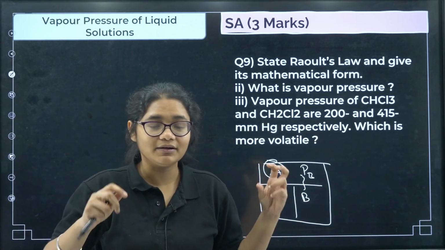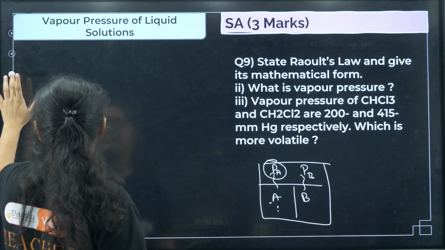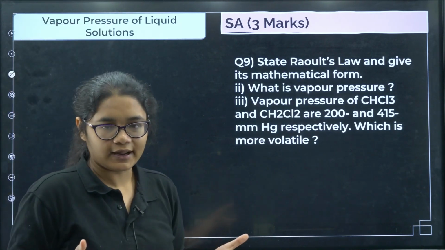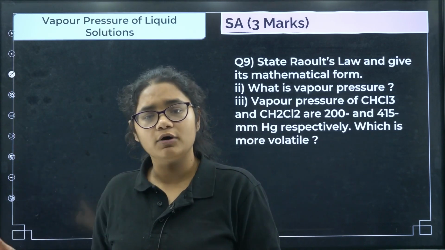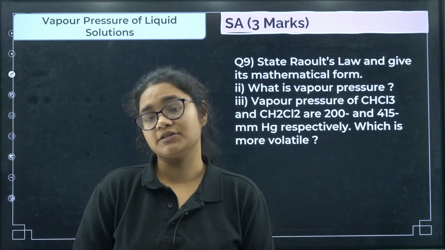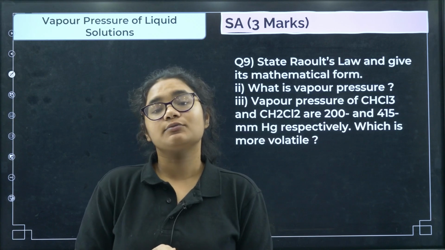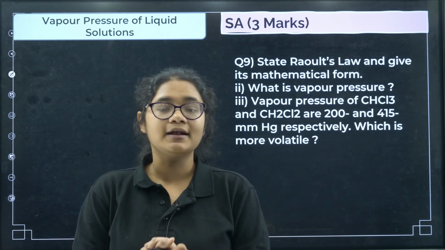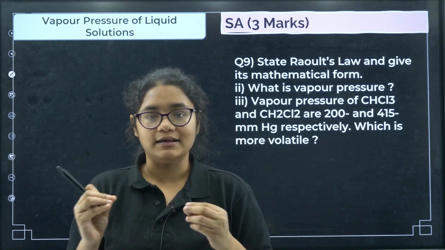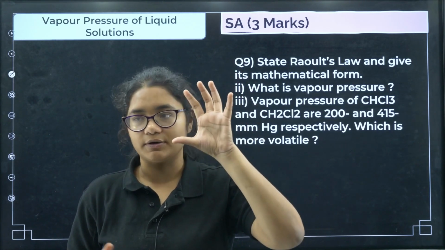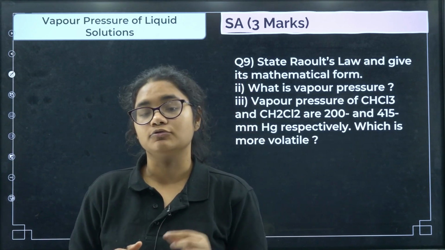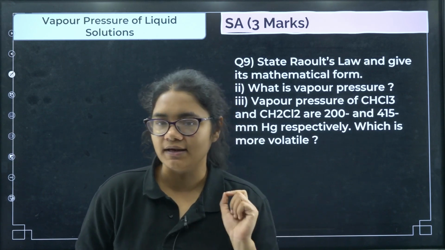But they have given you in the term of a law. Okay, but this is a very common sense thing. If you have more A, more A will evaporate, so that is why the partial pressure of A will be more. If you have more B, more B will evaporate, so the partial pressure of B will be more. So that is what the law says, that in a mixture of two volatile liquids, the partial pressure of a liquid is directly proportional to its mole fraction in the liquid.